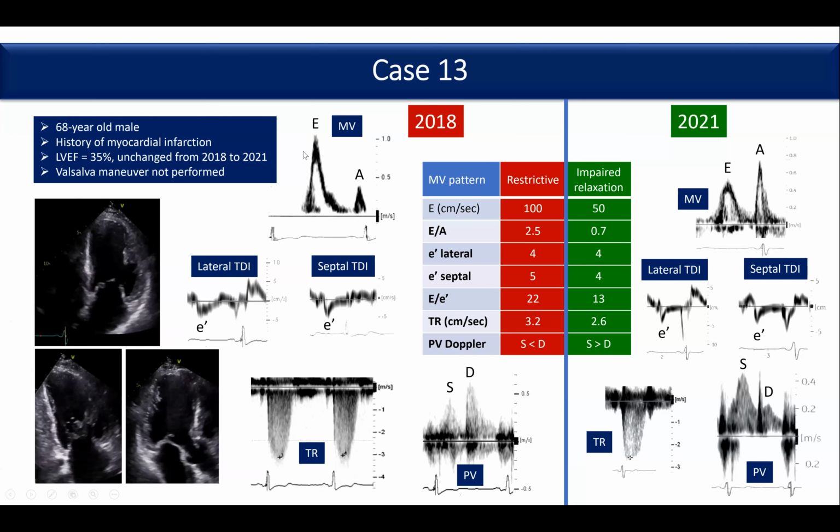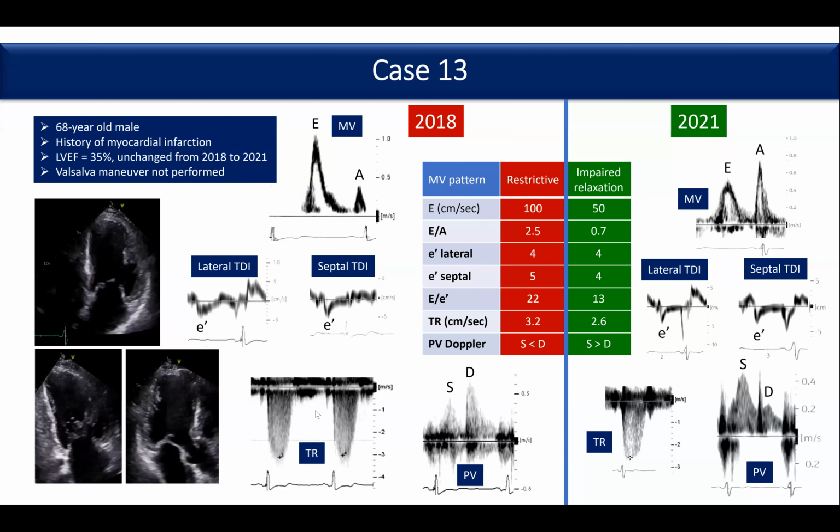You can see what looks like a restrictive pattern. Now, a tall E wave, small A wave in duration as well as in velocity. The E to A ratio is high, more than 2.0. Unfortunately, the sonographer did not perform a Valsalva maneuver. You can see the E prime velocity here is low. So restrictive pattern, E to A ratio 2.5, E prime lateral 4, E prime septal 5, E/E prime ratio 22, so it's quite high.